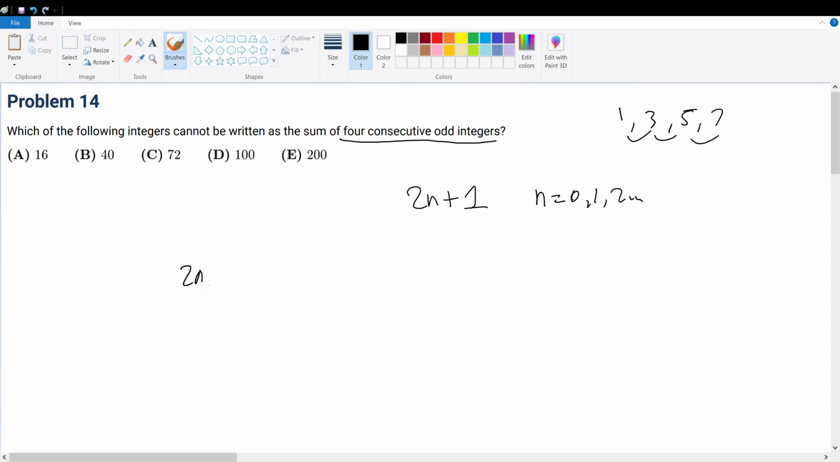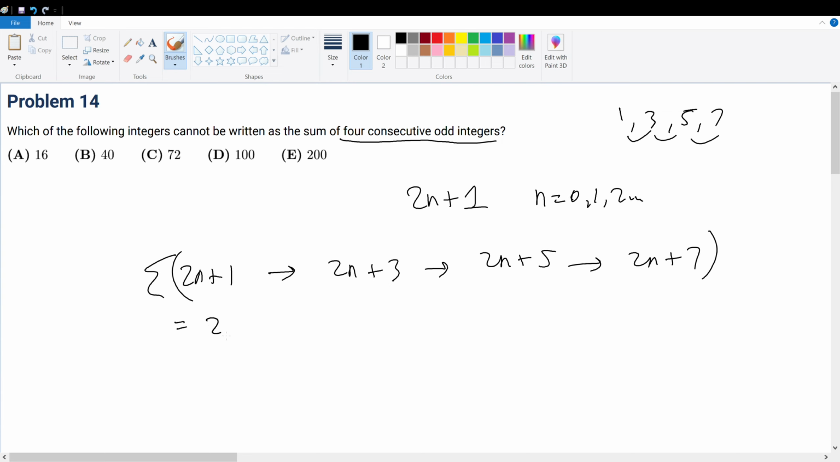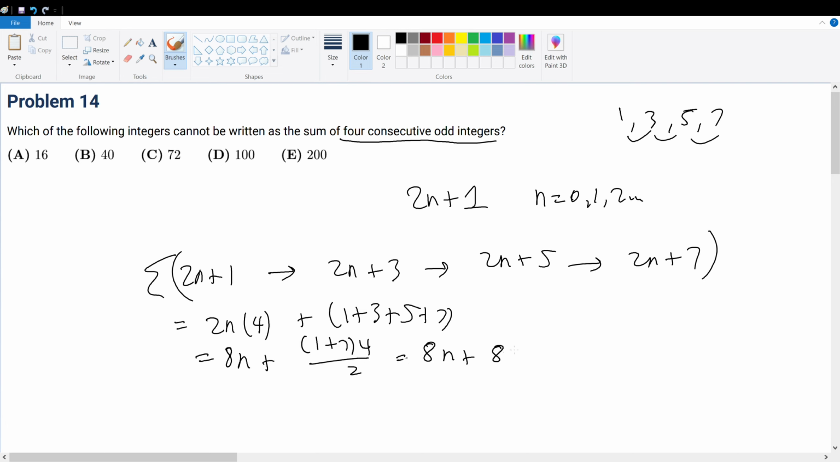So the first term is 2n plus 1. Then it becomes 2n plus 1 plus 2, which is plus 3. Then it becomes 2n plus 5. Then it becomes 2n plus 7. These are consecutive. So the sum of all of this should give me what? That should give me 2n times 4 plus 1 plus 3 plus 5 plus 7, which is the same thing as 8n plus the first term plus the last term times 4 divided by 2, which is 8n plus 8 times 2, which is 8n plus 16.